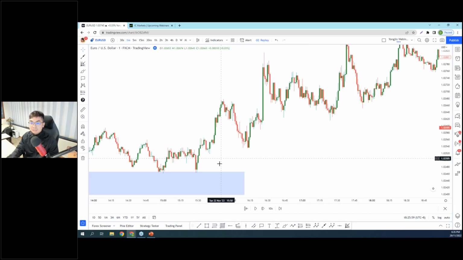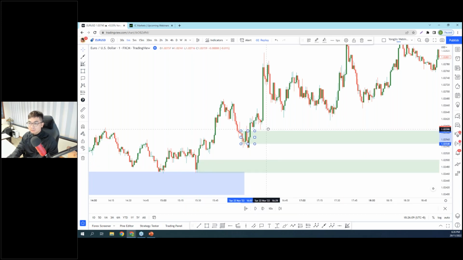These areas, very, very nice areas. Price has not tapped into this area. Extended box green. This area, this specific candle right there, has not tapped in.